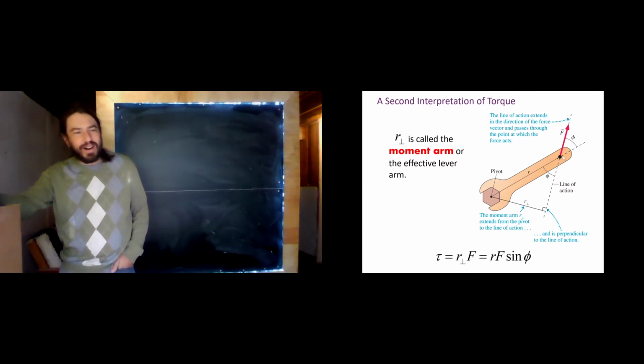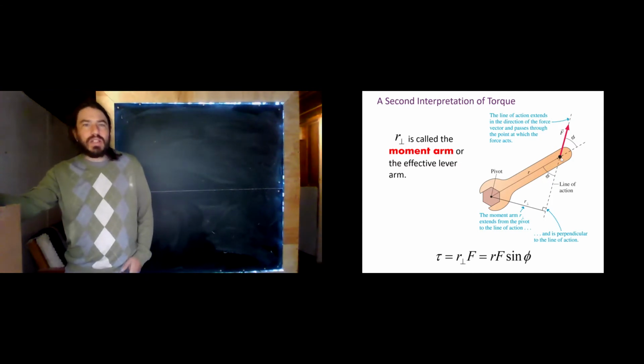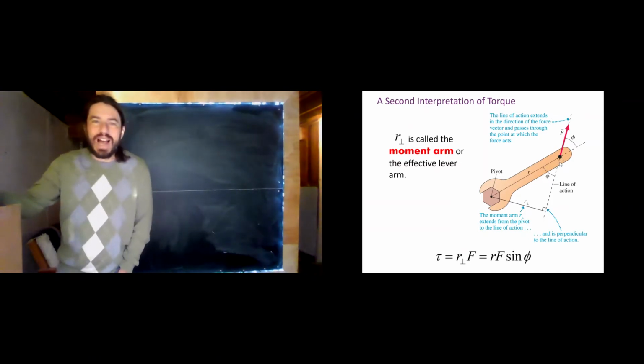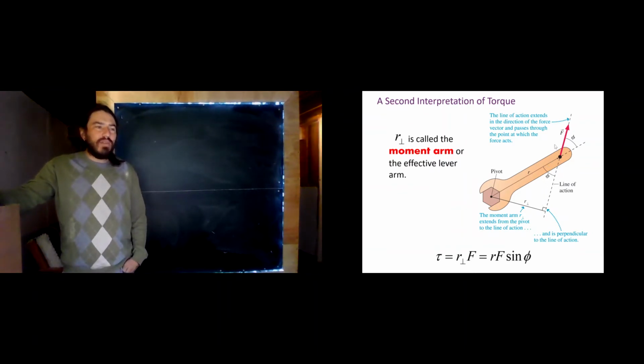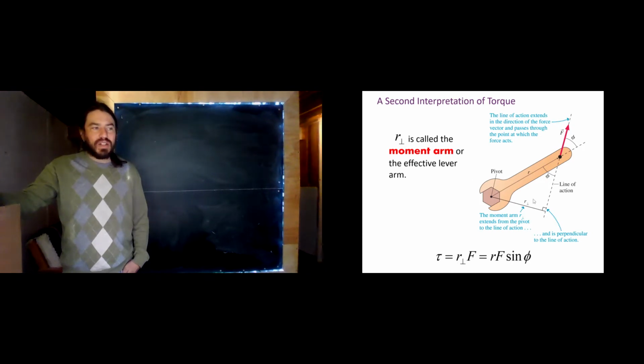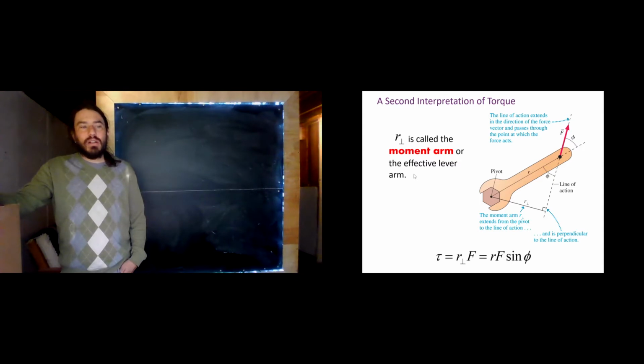Well, the force is here at one point. And so we need to introduce this idea of the line of action. And this is an idea that will be useful in this section and the next. The idea of line of action. This line of action is this line that extends through the point where the force is applied, and it's along the line of the force. So this is the line of action. And so we can interpret this R sine theta as the perpendicular distance from the pivot to the line of action. We call that the moment arm or the effective lever arm.